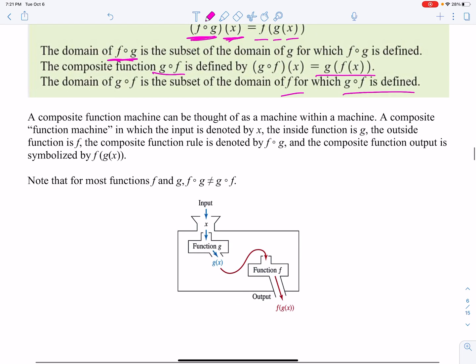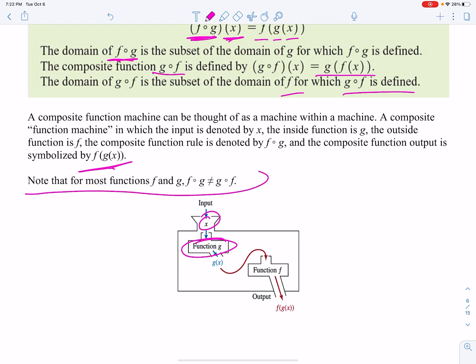All right, so a composite function machine can be thought of as a machine within a machine. A composite function machine in which the input is denoted by x, all right, so we're inputting an x here, inside the function g. The outside function is f. The composite function rule is defined by f of g. And the composite function output is, again, symbolized f of g of x. Okay? All right, so this is important right here.